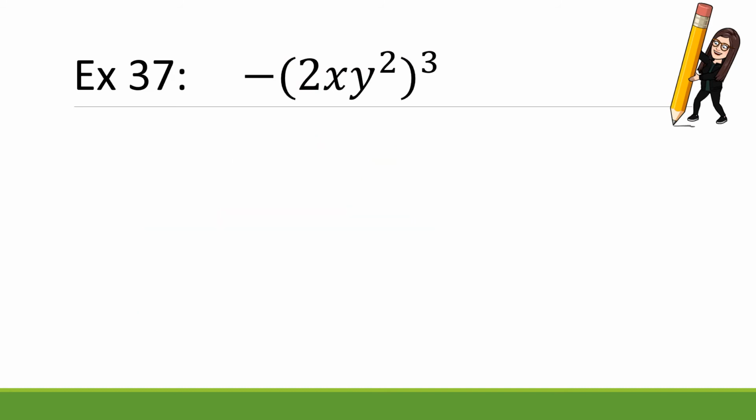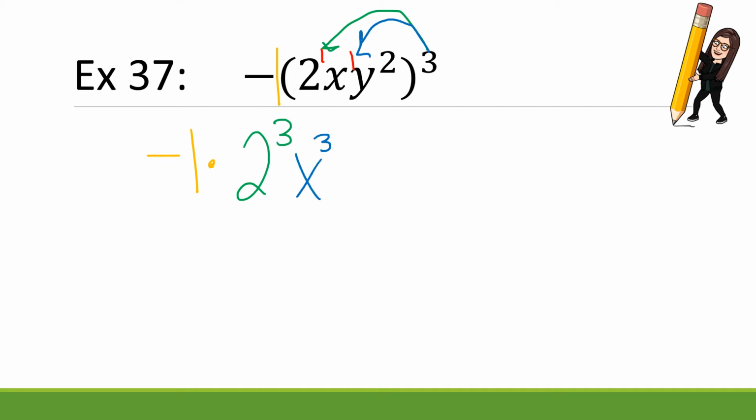Now notice this one has a negative out front, so let's temporarily ignore that. Technically it's a -1, right? So I'm just going to drop it down and leave it. Let's worry about the parentheses. The 2 has a 1, the x has a 1, the y has a 2. Let's distribute. 3 times 1 is 3. 3 times 1 is 3. And 3 times 2 is 6.